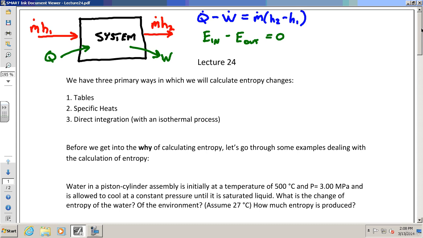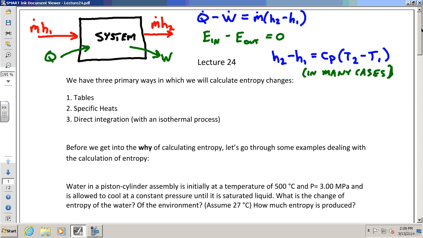Okay? The last thing is, remember that if you have something like H2 minus H1, you can write that as equal to C sub P times (T2 minus T1) in many cases. I'm going to write below, in many cases, not all cases, but in many cases you can write that. You can relate the difference in H's to the specific heat times the temperature difference, okay?